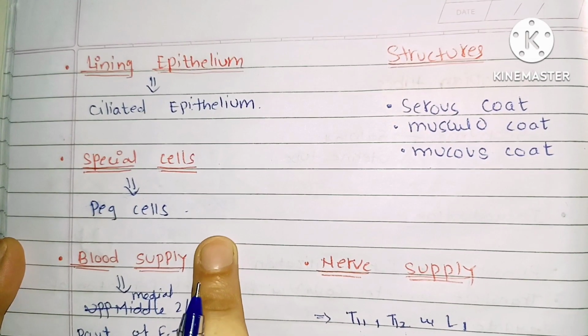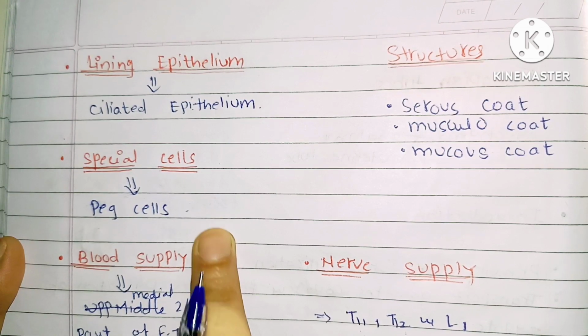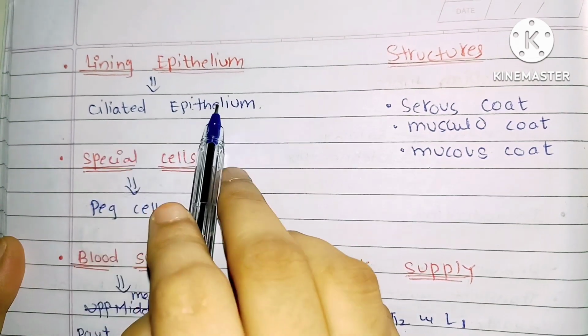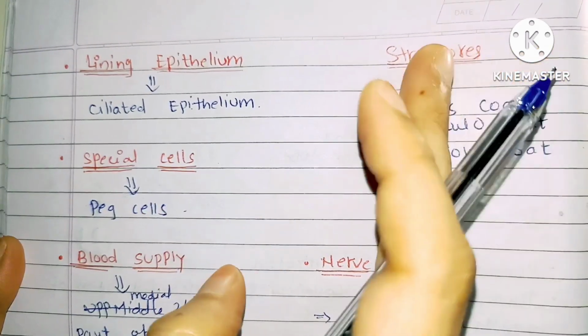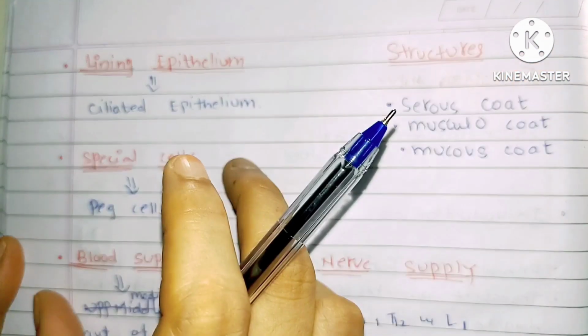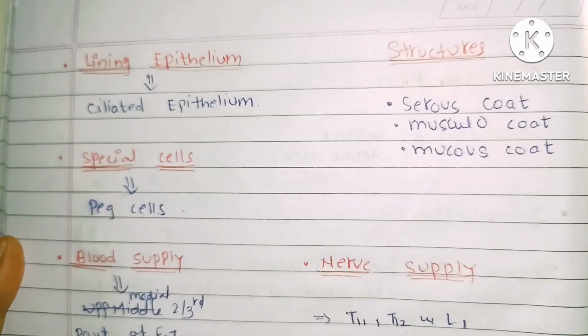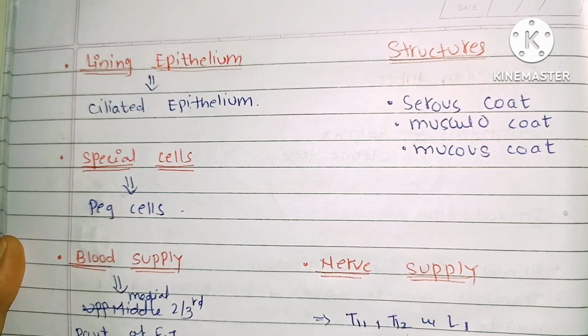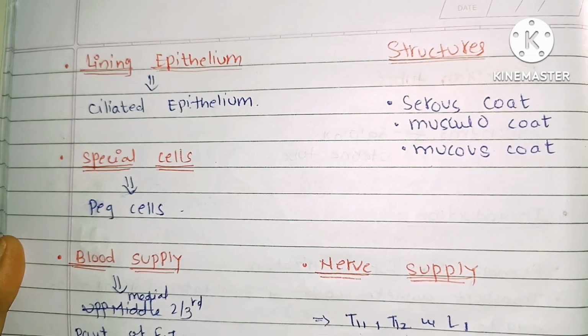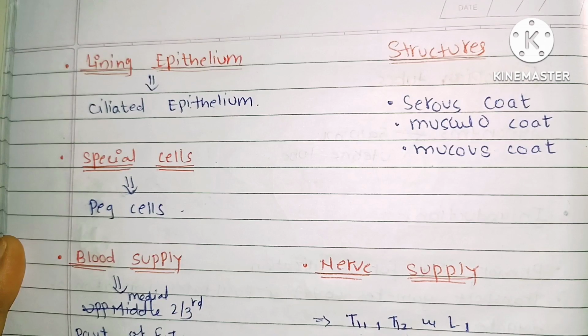Now coming to lining epithelium and structures. It is lined by ciliated epithelium. See, as the ovum has no cilia to transport itself into the uterus, how is it transported? It is transported through the ciliary epithelium present in the fallopian tube. These cilia are motile in function, so with their motility the ovum is transported into the uterus.